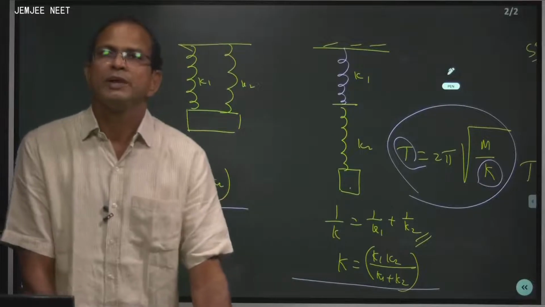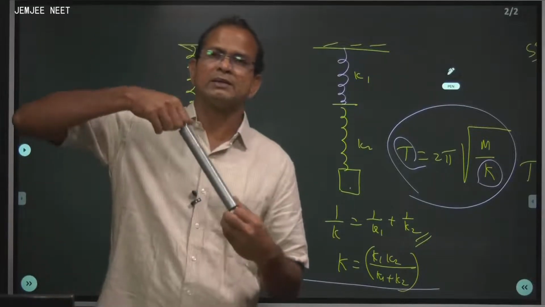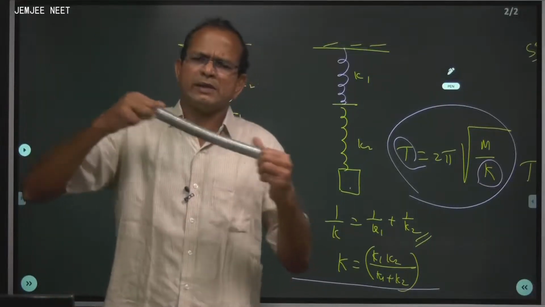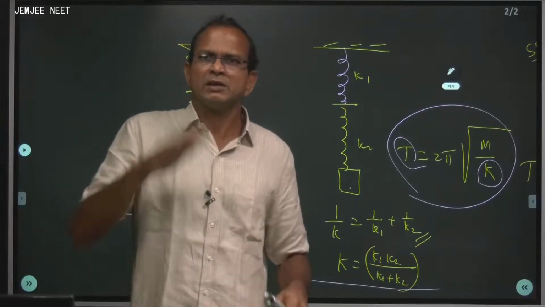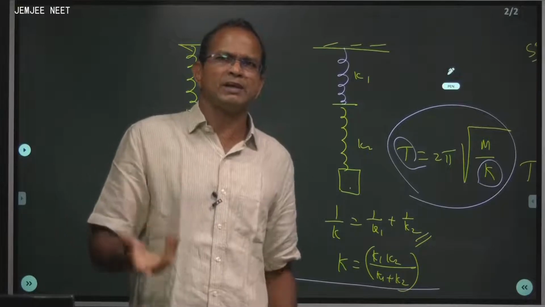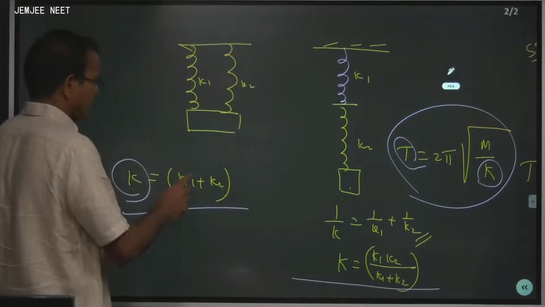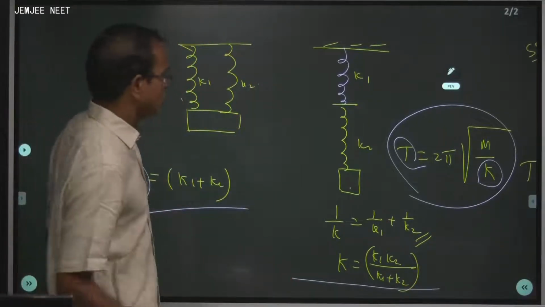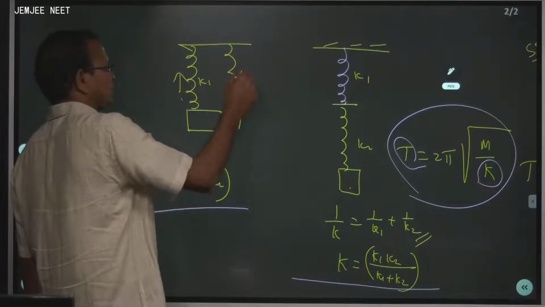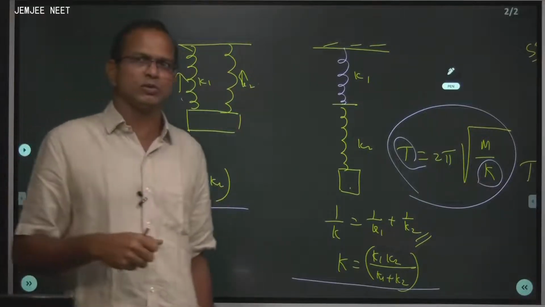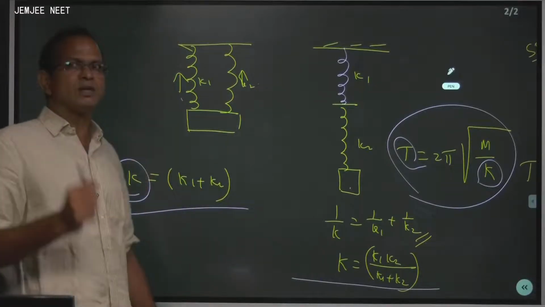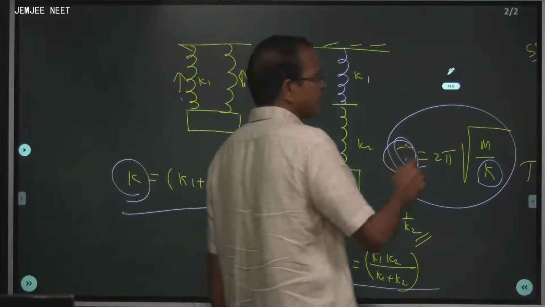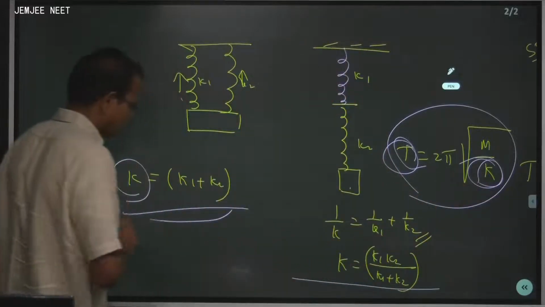So when you connect two springs in parallel, they oscillate faster than normal. Means time period is less. Once again, because the net effective force is more. When force becomes more, they oscillate faster. Very easy, logical. When they oscillate faster, time period should decrease, means K is increased. Of course, K is increased.